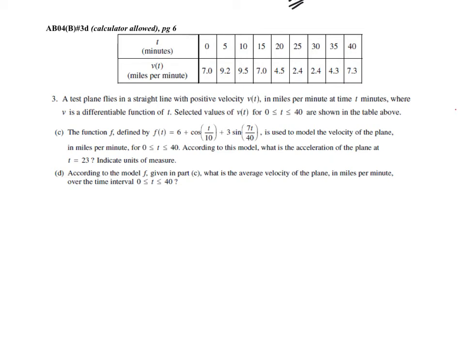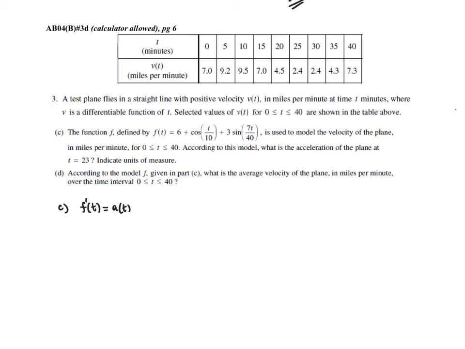Indicate units of measure. Okay, so f of t is used to model the velocity of the plane in miles per minute on that interval. So if we want the acceleration, let me start over again. f of t models the velocity, then f prime of t should be equal to the acceleration at time t. Okay, so according to this model, not the table above, what is the acceleration of the plane at time t equals 23?